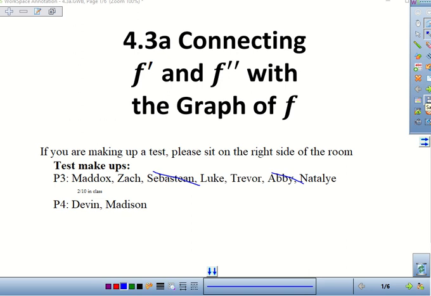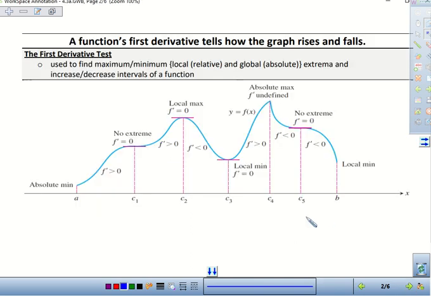4.3a, which is connecting the first, second, and third derivative graphs and how they help us understand different aspects of functions. So we have something called the first derivative test. Today you're going to be learning the first derivative test, and we use it to find maximums and minimums, both local and absolute. So we call these extrema, and we're also looking at increase and decrease intervals of the function.